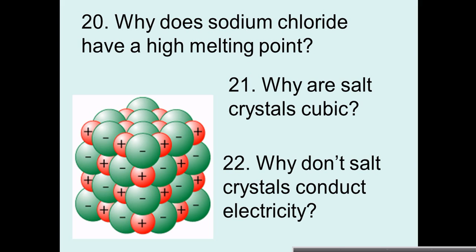Okay, so let's have a look at some properties of the salts then. So why does sodium chloride have a high melting point? Well, if we look at the structure here, we can see that each positive ion is being attracted to a negative ion that's being attracted to another positive, that's being attracted to another negative, and so on. So each positive is surrounded by 6 negative ions, and each negative ion is surrounded by 6 positive ions.